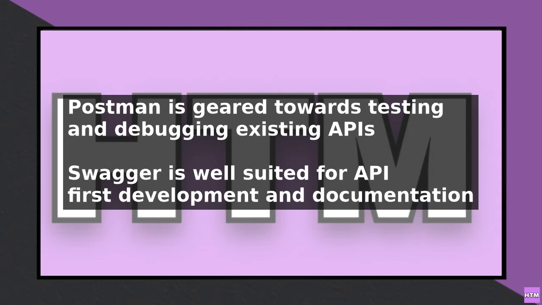One key concept to consider is the idea of API-first development, where the API is designed and documented before any code is written. Swagger is well suited for this approach, as it allows you to create API documentation before writing any code. Postman, on the other hand, is more geared towards testing and debugging existing APIs.